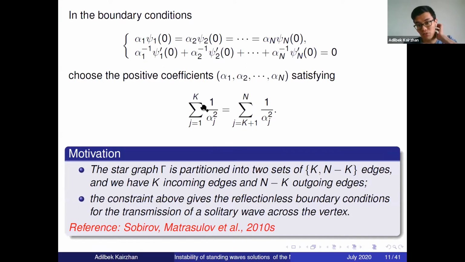The constraint is given in this way, and it first appeared in the works of Sabirov and Matrasulov in the 2010s. They had several papers on this subject, and the idea they had was that they partitioned the graph with n edges into k and n minus k edges. They say that the first k edges are incoming edges and the n minus k edges are outgoing edges. Under this constraint with these boundary conditions, they found that if solitons run along these incoming edges, then they transmit through the vertex completely without any reflections and just keep running along the other n minus k edges. They did some numerical computations here, and I think they also did some analytical computations as well. But numerically, there was no reflection and so on.